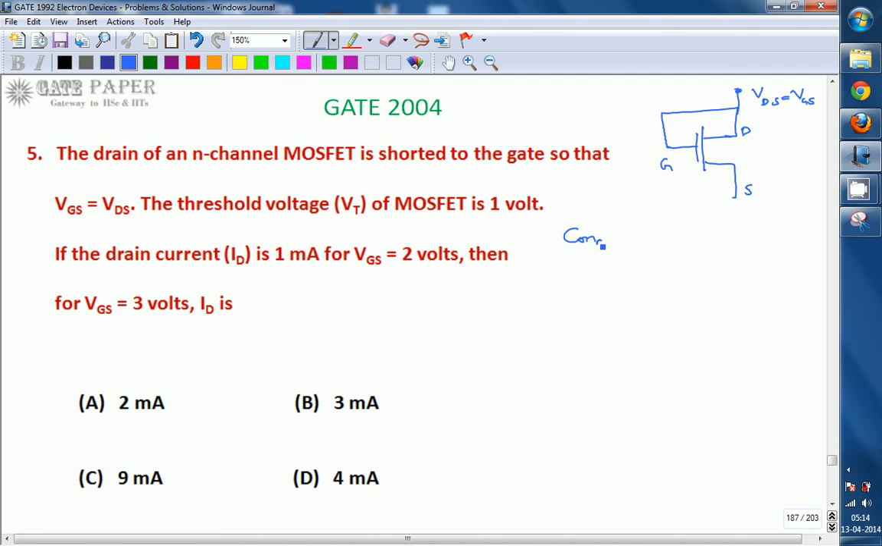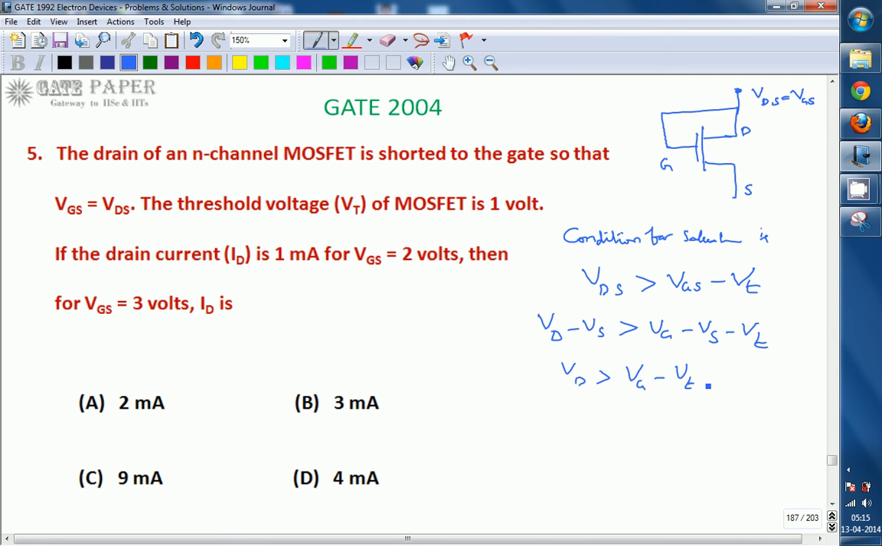Condition for saturation: the drain to source voltage must be greater than the gate to source voltage minus the threshold voltage. So the drain voltage must be greater than the effective gate voltage, which is VGS minus VT. We can write it as VD minus VS should be greater than VG minus VS minus VT. VS gets canceled, and what you get is VD is greater than VG minus VT.